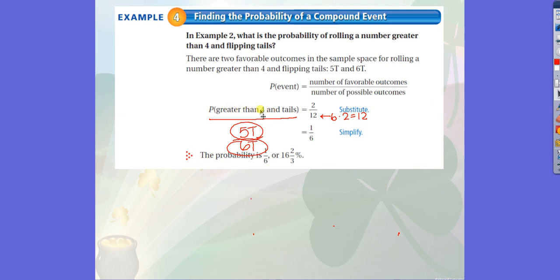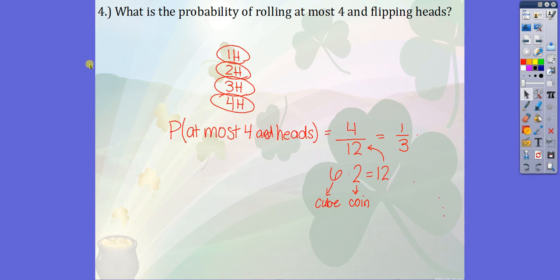But a number greater than 4, well, on a number cube, that's 2 options, 5 and 6. And then if I flipped a coin, I wanted tails to go with that. So I want to get 5 and the coin to say tails, or I want to get 6 and the coin to say tails. So 5 tails is one outcome that matches, 6 tails is another outcome that matches. So there's only 2 out of the 12 that match the requirements, or 1/6.